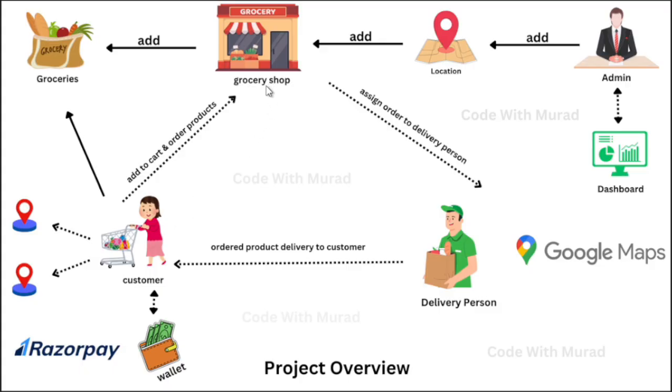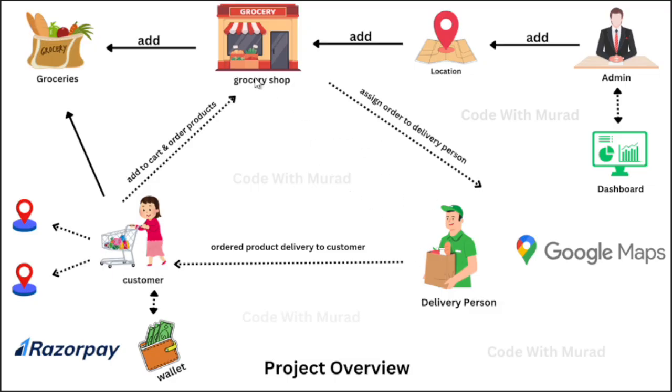As soon as the customer makes the order, the grocery shop will be able to see the customer order in his dashboard, and from there grocery shops can assign a delivery person to deliver those products to the customer. And also each grocery shop can add their own delivery persons, whether it is 1, 2 or 10.